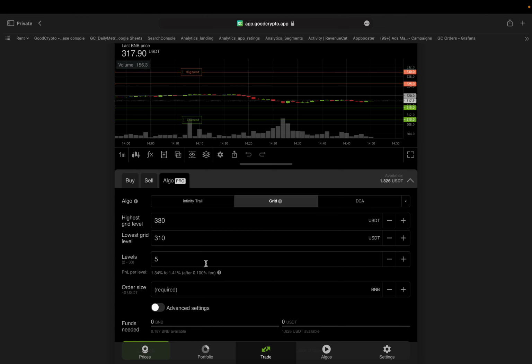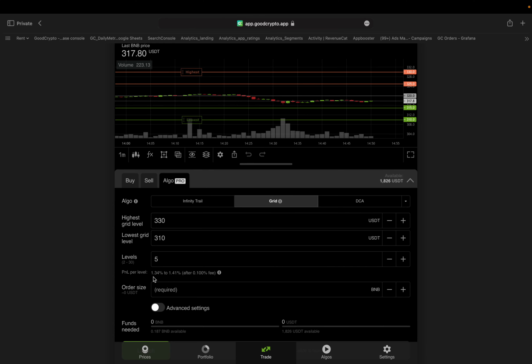That's pretty much straightforward. Once again, important to remember here is that it's not the profit of your total funds locked inside this grid. So for example, if you ran this grid with 5 levels and you put one BNB at each level, you would have locked 5 BNB here. So it's not 1.34% of the 5 BNB, but rather 1.34% of 1 BNB. So that's PNL per level, right? Okay, that's kind of clear.